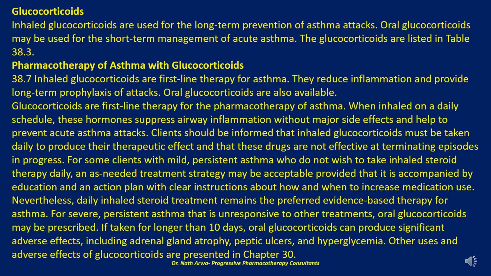Next we will discuss glucocorticoids. Inhaled glucocorticoids are used for the long-term prevention of asthma attacks. Oral glucocorticoids may be used for the short-term management of acute asthma. The glucocorticoids are listed in Table 38.3. We will now look at pharmacotherapy of asthma with glucocorticoids. Inhaled glucocorticoids are first-line therapy for asthma. They reduce inflammation and provide long-term prophylaxis of attacks. Oral glucocorticoids are also available. Glucocorticoids are first-line therapy for the pharmacotherapy of asthma.